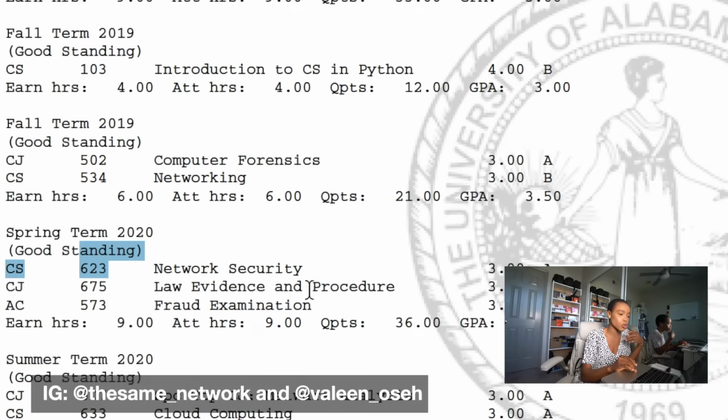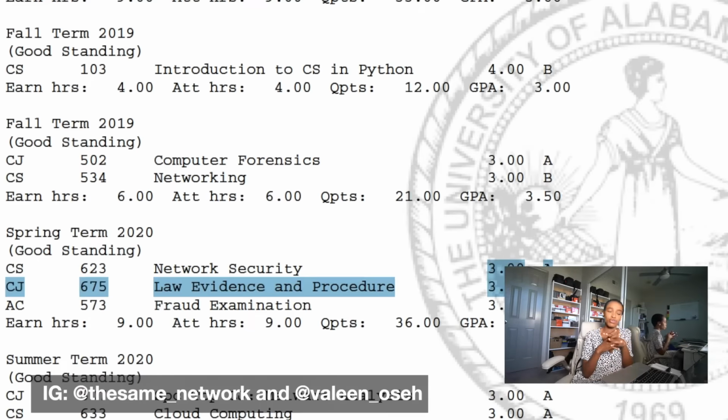So I took network security. Like I said, I love networking, and I had an A in this course. And I took law, evidence, and procedure. This one was really exciting because we read a whole textbook during the course. Every class was a chapter, and each person had to read up on it. So it was really fun.